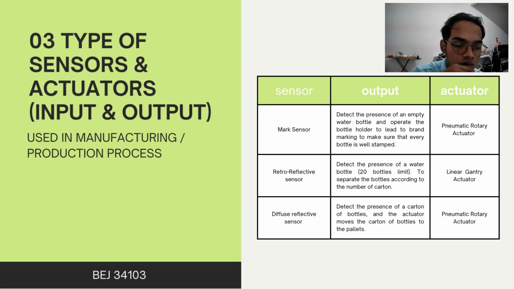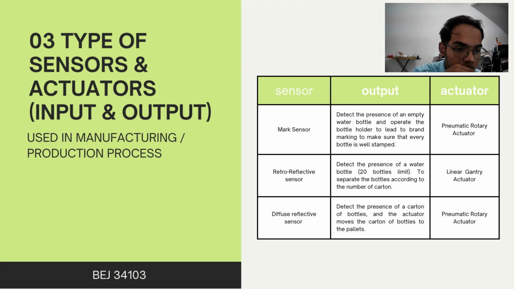Next, the last part from me: the types of sensors and actuators, input and output, that have been used in the manufacturing or production process. For the first one, the sensor is a mark sensor, and the output is to detect the presence of an empty water bottle and operate the bottle holder to lead the brand marking to make sure that every bottle is well stamped. And the actuator is a pneumatic rotary actuator.